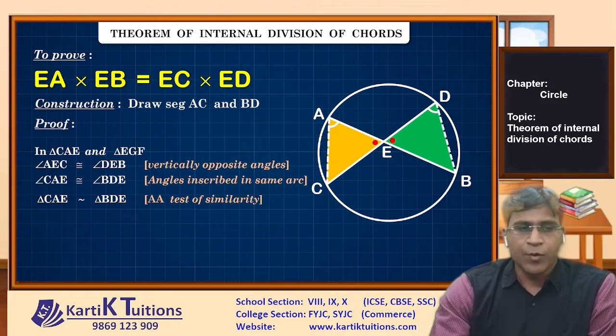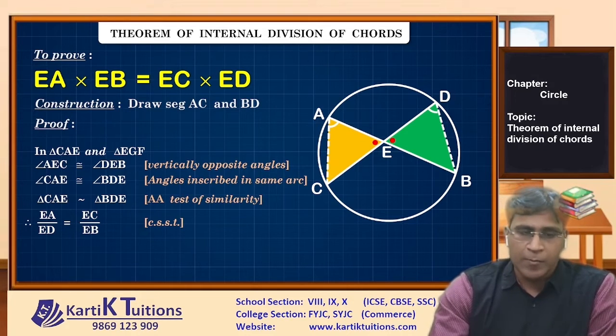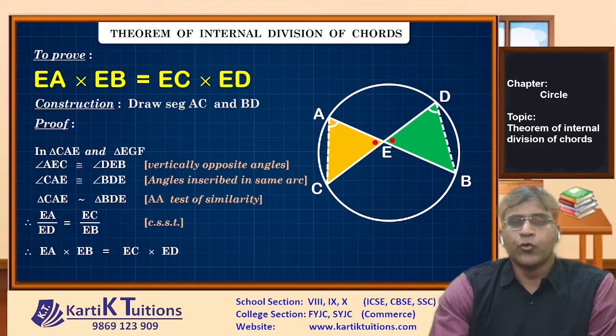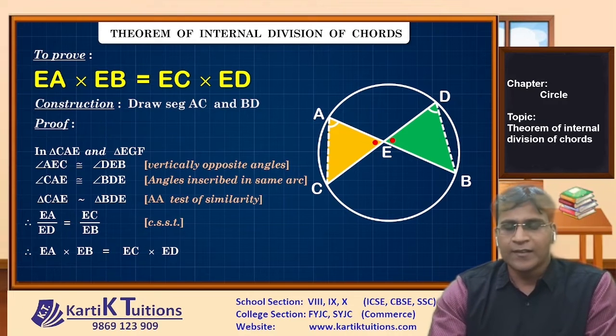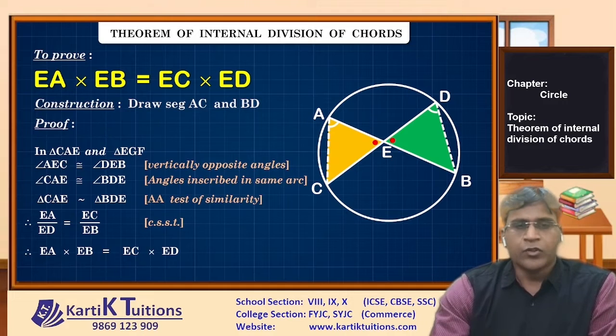So when we write the sides in proportion, we get EA upon ED is equal to EC upon EB. And the reason is CSST. ICSE, CBSE students can write it as CPCT. It's one and the same. Now just do chokdi. What is chokdi? Cross multiplication. So we get EA into EB is equal to EC into ED. Hence proved. We have proved this theorem also. Don't take it as a theorem, just take it as a sum. It's very, very easy. Now I have taken one sum for better understanding.